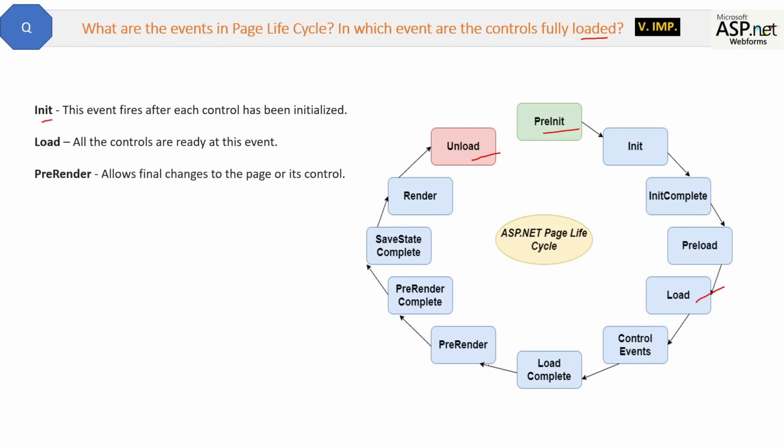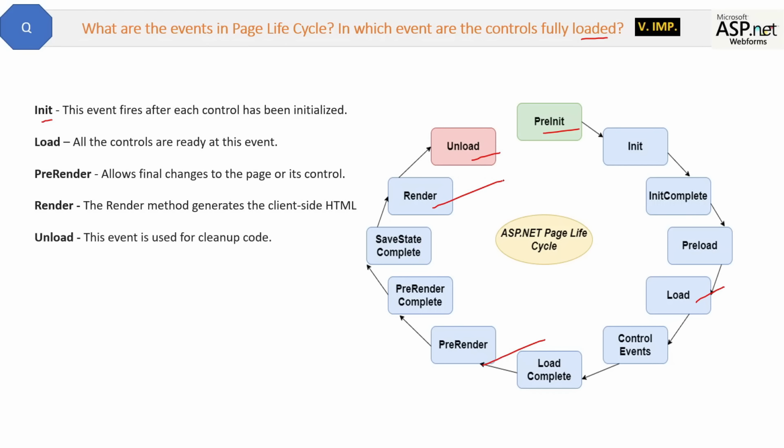Then we have PreRender as a very important event. It allows final changes to the page or its controls. Similar to how we manipulate a variable, adding or subtracting something from it. Then the next important event is Render. The Render event generates the client-side HTML. It is like displaying the variable value to the output screen. And the last one is Unload. This event is used for cleanup code, just like cleaning the variable from memory in C#.